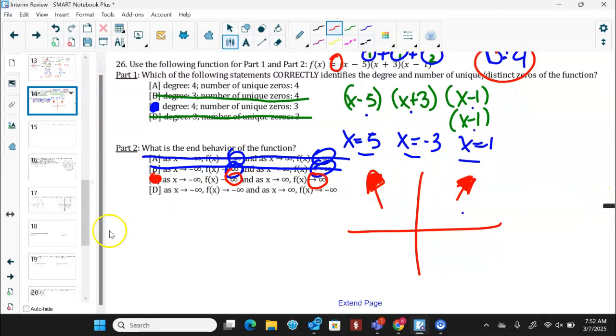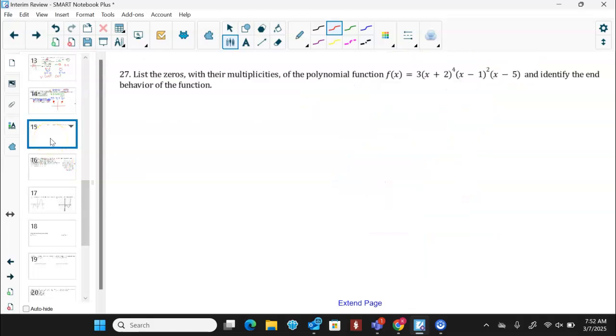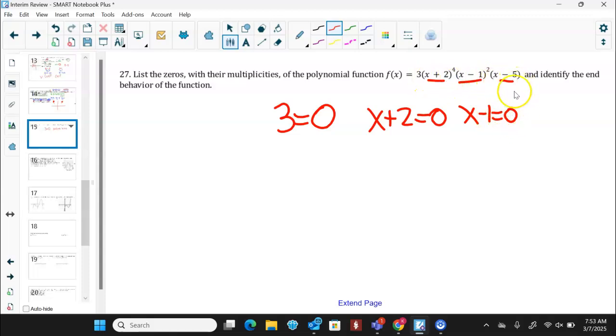All right, moving forward to the next question. List the zeros and their multiplicities of this polynomial function. So first we got 3 in the front. We're going to equal that to 0. Next we got x plus 2, and we're going to equal that to 0. Then we got x minus 1, equal that to 0. So we take each parenthesis and equal them to 0. And then we got x minus 5, equal that to 0.